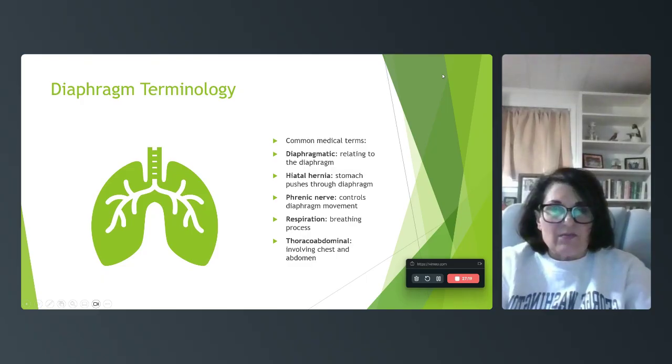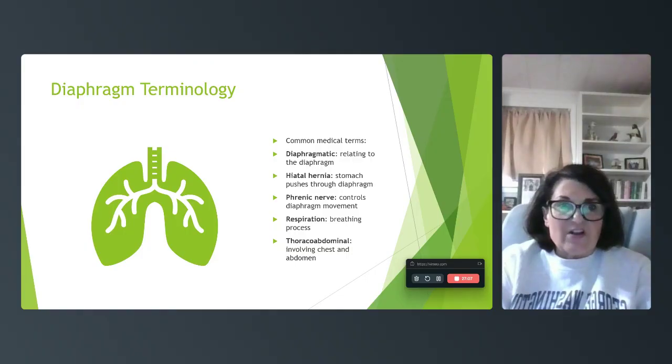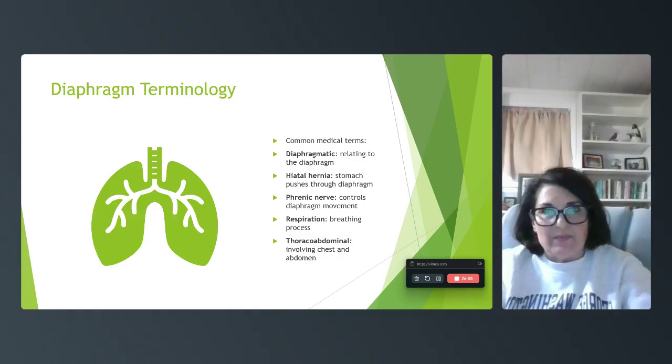Terminology associated with the diaphragm are diaphragmatic, which means relating to the diaphragm. You hear hiatal hernia. That's when the stomach pushes up through the diaphragm. Phrenic nerve, that controls diaphragm movement. Respiration, that's the breathing process. And thoraco-abdominal, which involves the chest and the abdomen.